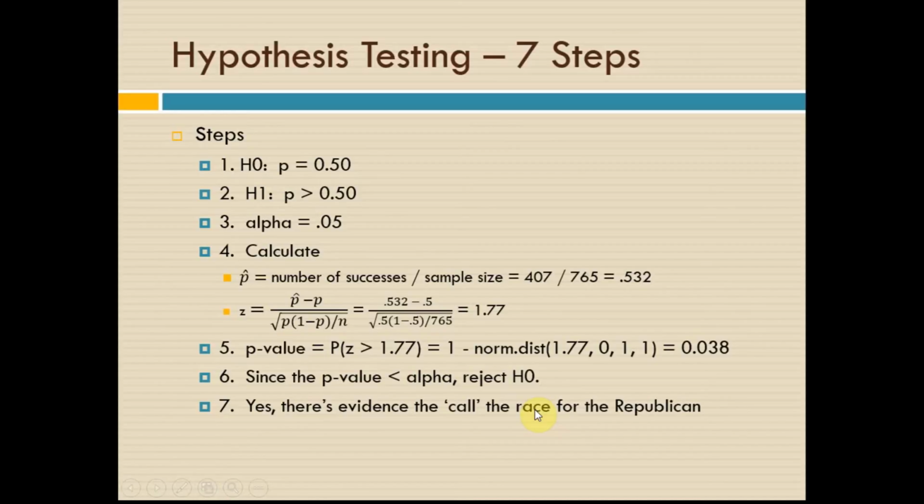And since that number is small, it's less than alpha. Since 0.038 is less than alpha, I can reject the null hypothesis. This is not true. I have evidence to say that's not true, which means this is true. I have evidence that the population proportion is greater than 0.5, so the practical conclusion is yes, when the news comes on, we can call the race for the Republican. And that's an example of hypothesis testing applied to population proportions. Thanks.